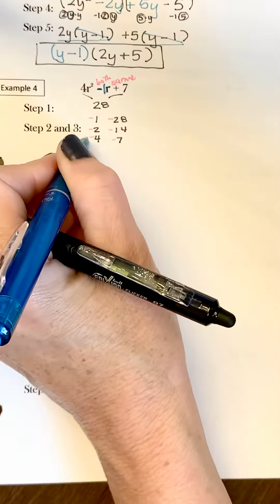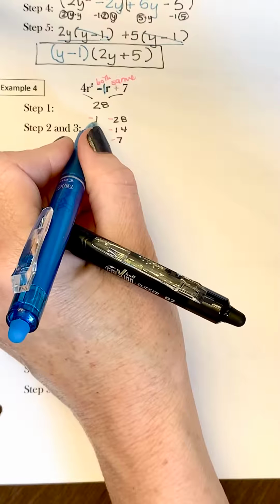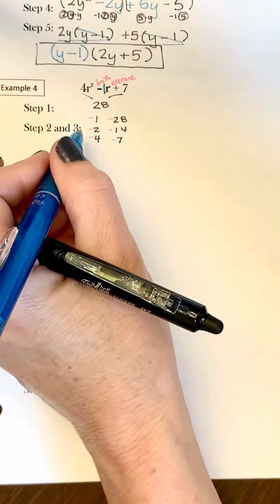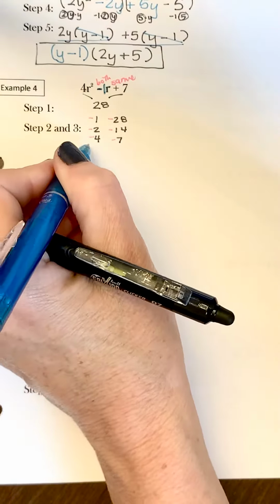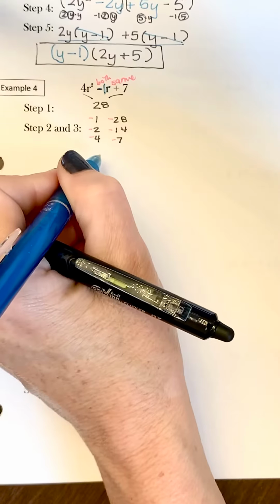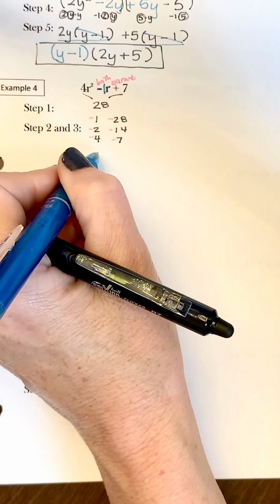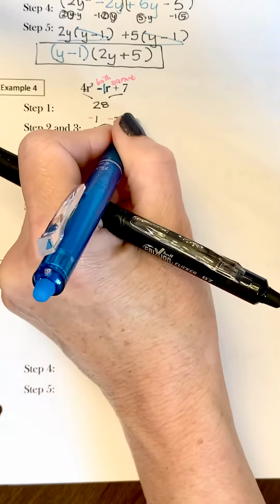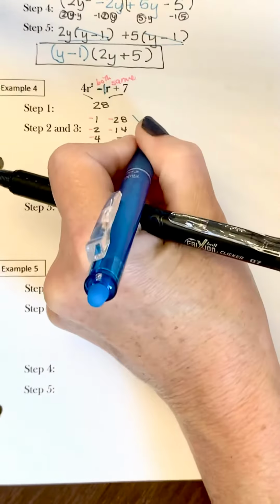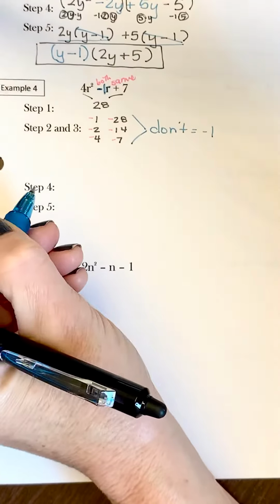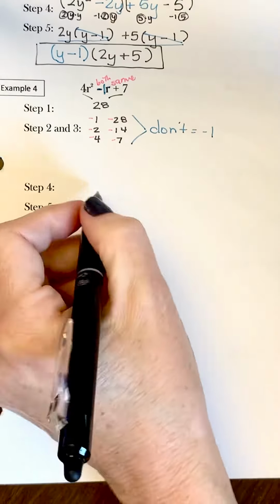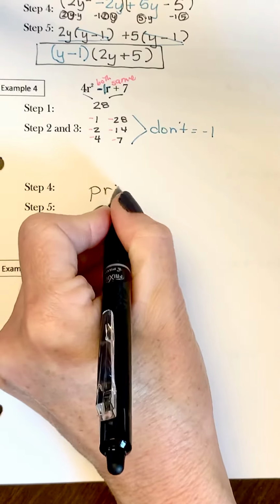Now I can look and determine which factor pair combines to give me a -1. A -1 and a -28 is a -29. A -2 and a -14 is a -16. A -4 and a -7 is a -11. So none of these equal a -1. So guess what your answer is? Your answer will be prime.